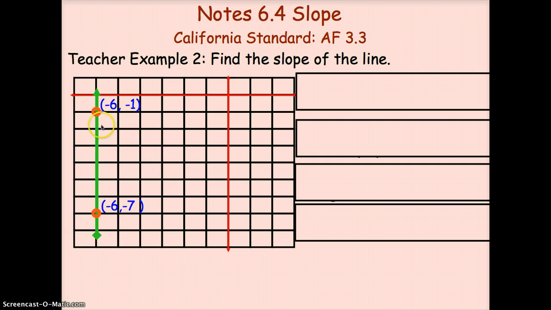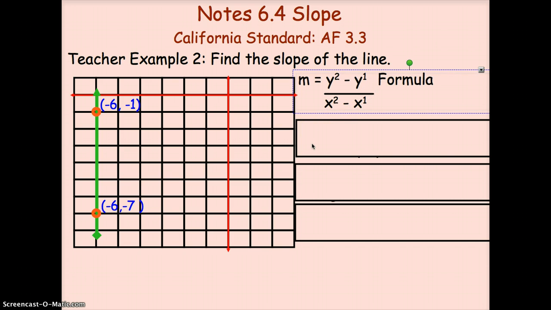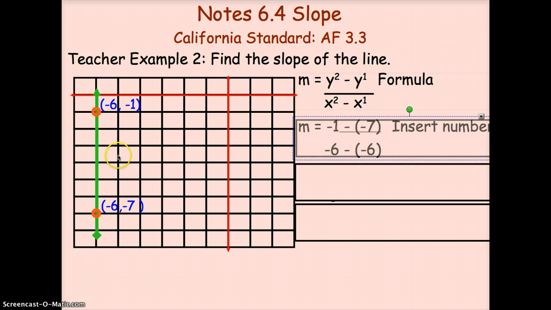Teacher example 2, find the slope of the line. This one's a little trickier, and you're going to see why in a minute. You write your formula, pick your point 1 and point 2, and again for this case I called this point 2 and this point 1. So negative 1 minus negative 7 over negative 6 minus negative 6. Both these cases I need to skip, change. Negative 1 plus 7 is 6. Negative 6 plus 6 is 0.